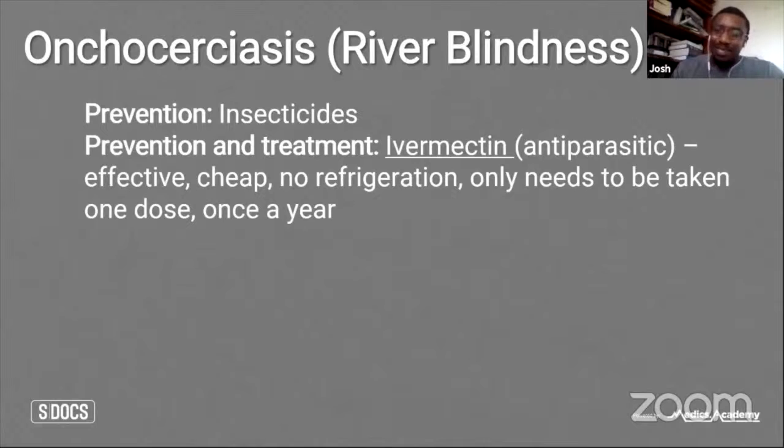When I think of ivermectin, it's amazing. If you wanted to design a drug that could combat onchocerciasis in some of these communities, you would probably design it as ivermectin. Why? Because it's effective. It works very well in combating onchocerciasis. It's cheap. It doesn't need refrigerating. It only needs to be taken at one dose once a year to provide prevention or to treat a patient who might have the parasite. So really important role it's had.